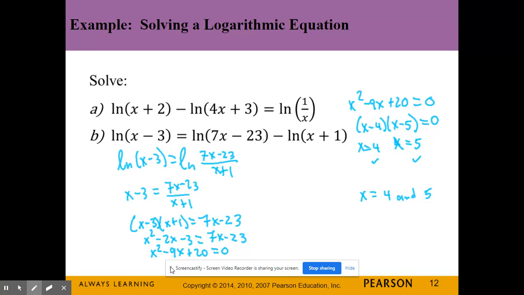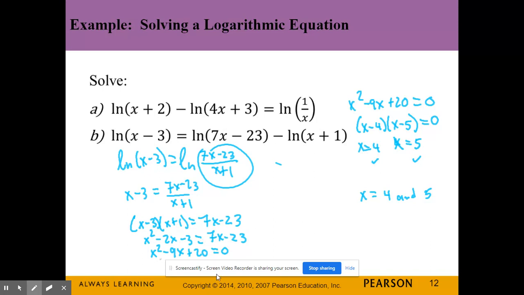I used the quotient property again to create that. Now I set both parts equal to each other. So x minus 3 is equal to 7x minus 23 over x plus 1. Multiply both sides by x plus 1. So it cancels out on the right side, and you have FOIL on the left side, and I got x squared minus 2x minus 3.